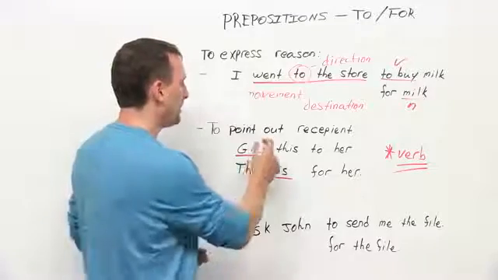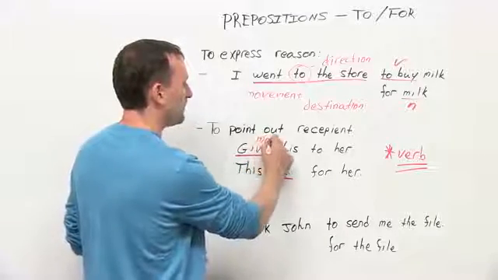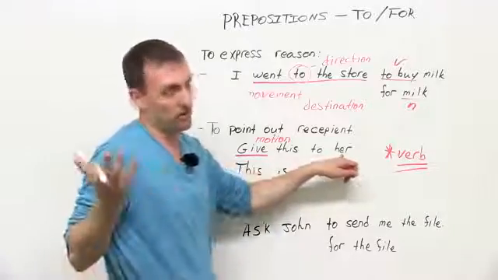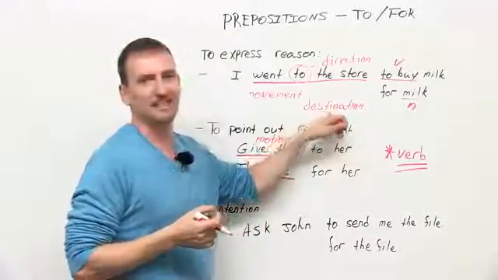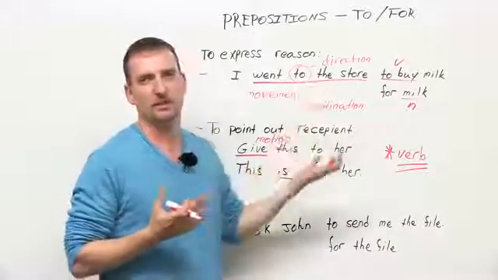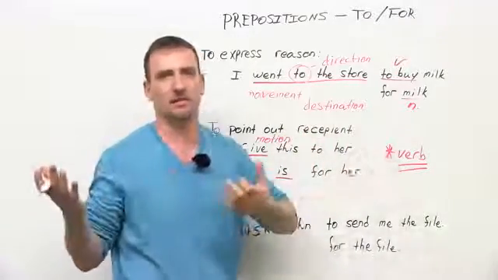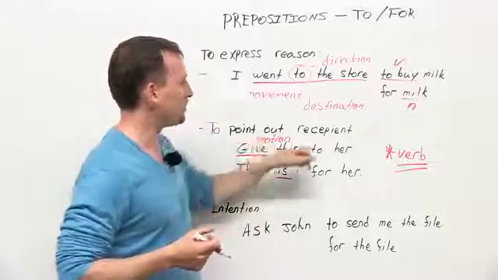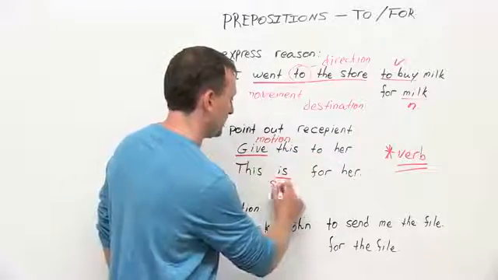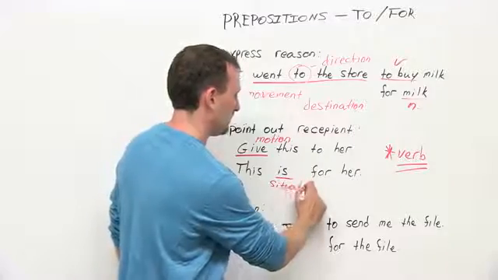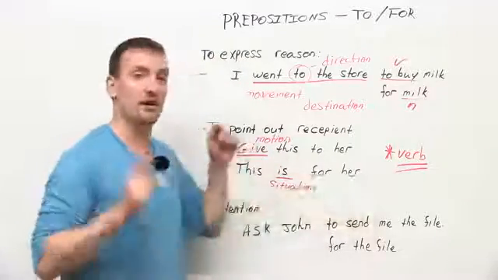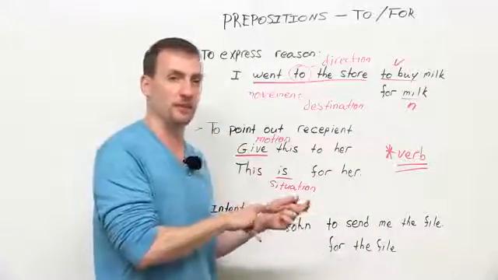When you have motion, and here, her or the person is like a destination. It's not a place, but it's the recipient. Recipient is similar to a destination, except you have place and person. You have motion and recipient, use to. When you have situation, then you're going to use for. So it all depends on the verb, not the preposition.